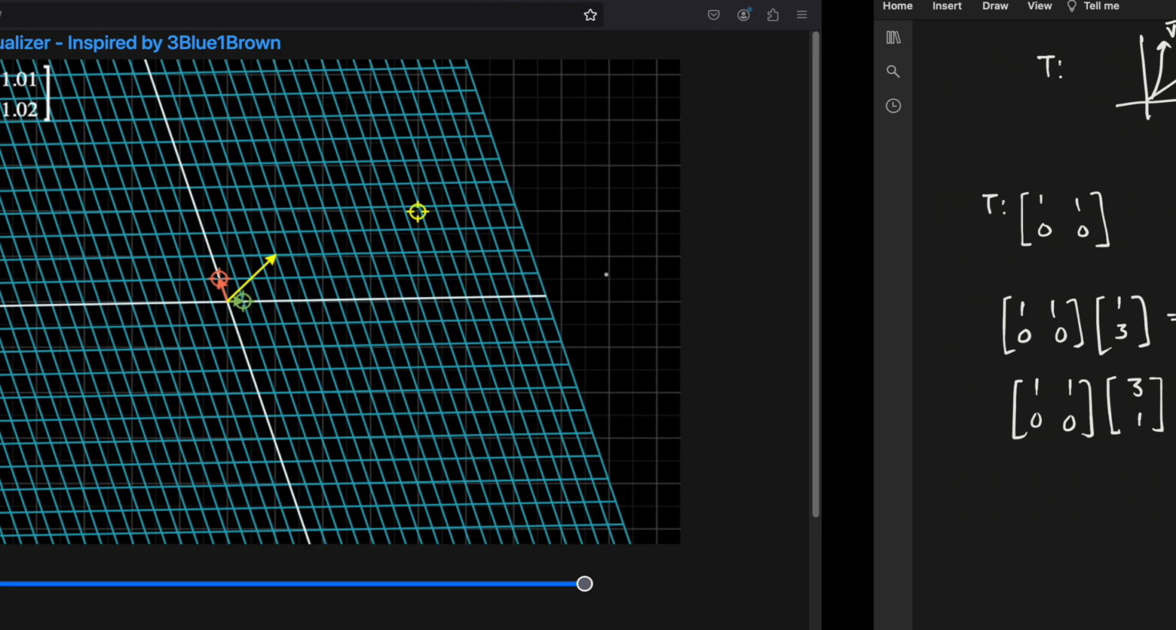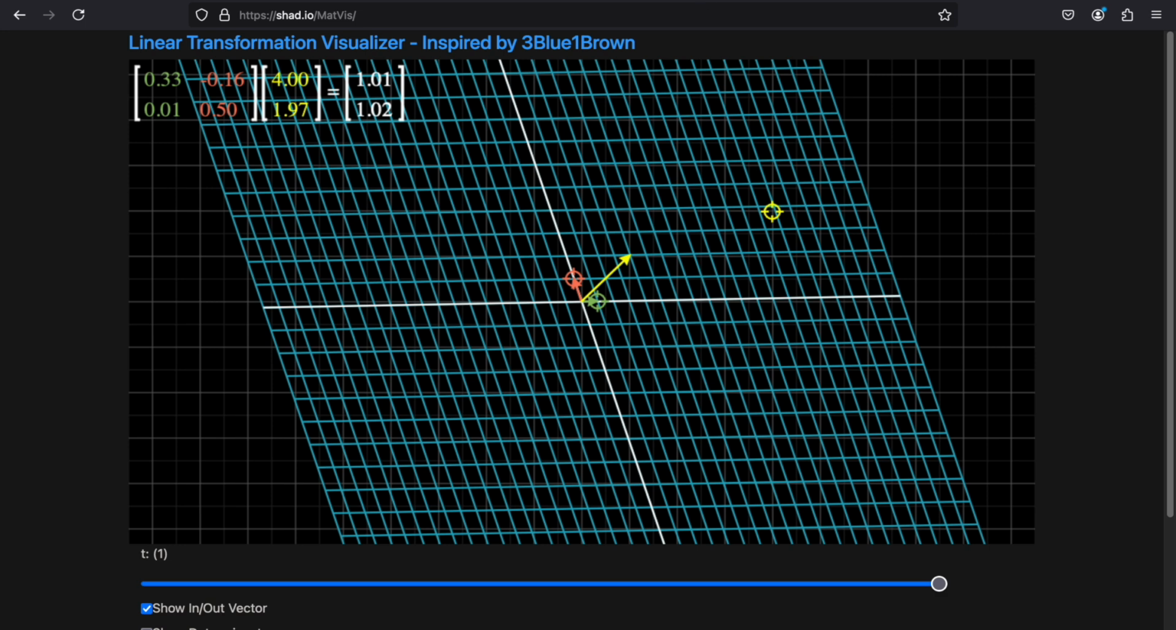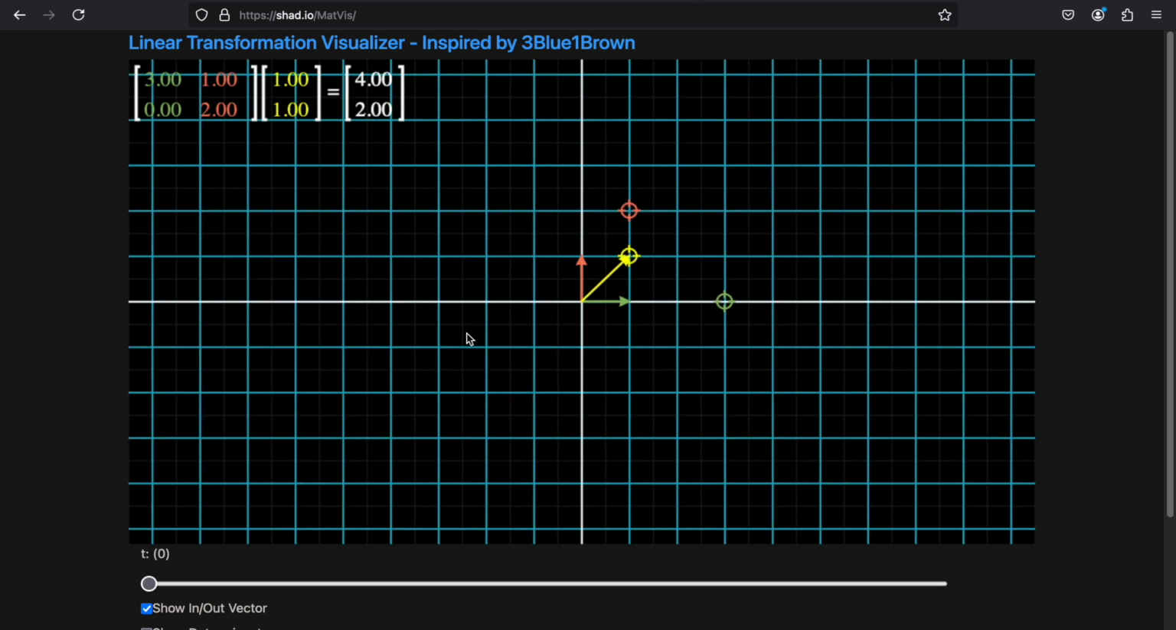So let's see how it is visualized. The matrix is 1 comma 0, 1 comma 0. So i hat will go to 1 comma 0. I will just drag and drop it; see, I dragged it to 1 and 0.01, which is close to 0. Now I will drag this one to 1 comma 0 itself, because the matrix is 1 comma 0, 1 comma 0. See, 1 0 and 1 0, nearly.